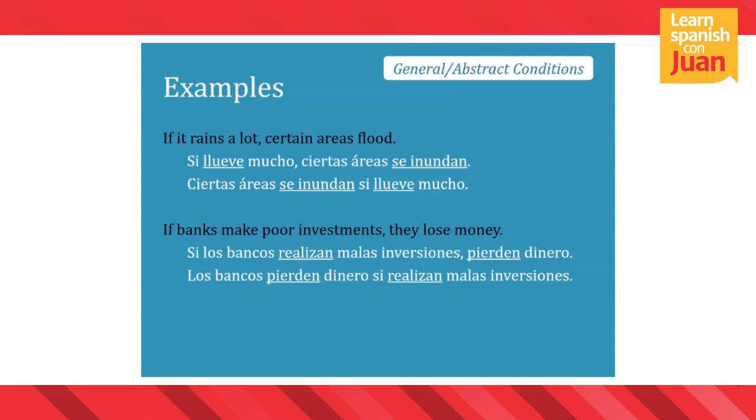So in these cases, the verbs in both the if clause and the then clause are in the present tense and the indicative mood, as you can see from the examples on this slide. So again, our old favorite, if it rains a lot, certain areas flood. Si llueve mucho, ciertas áreas se inundan. Or put it backward, ciertas áreas se inundan si llueve mucho.